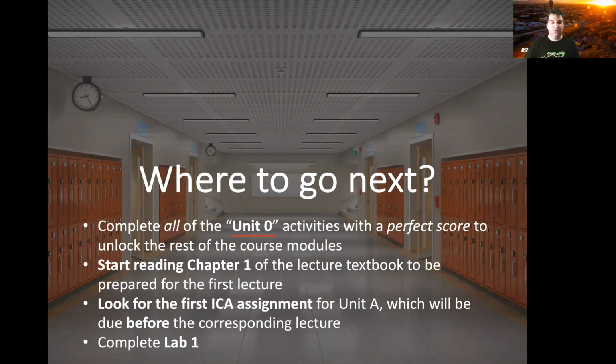Canvas will also tell you that Chapter 1 is going to be due soon. So start reading Chapter 1, which is an introduction to this stuff, Banks's introduction to this stuff. Look for the first ICA assignment, which I think is ICA A2. It will be due before the lecture that shares its name. So if it's ICA A2, it'll be due before lecture A2. So do that at home before that lecture. That's kind of like a homework assignment, and that will help guide you through any related reading material. So check that out. And then start looking into Lab 1.